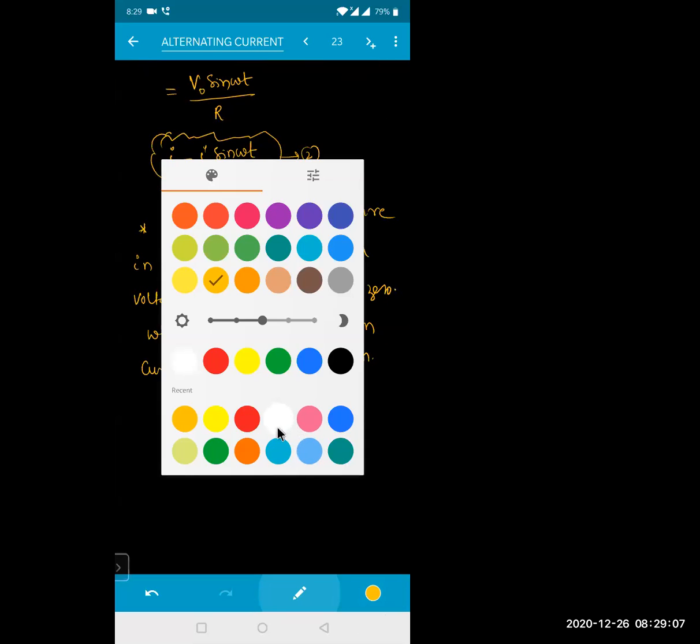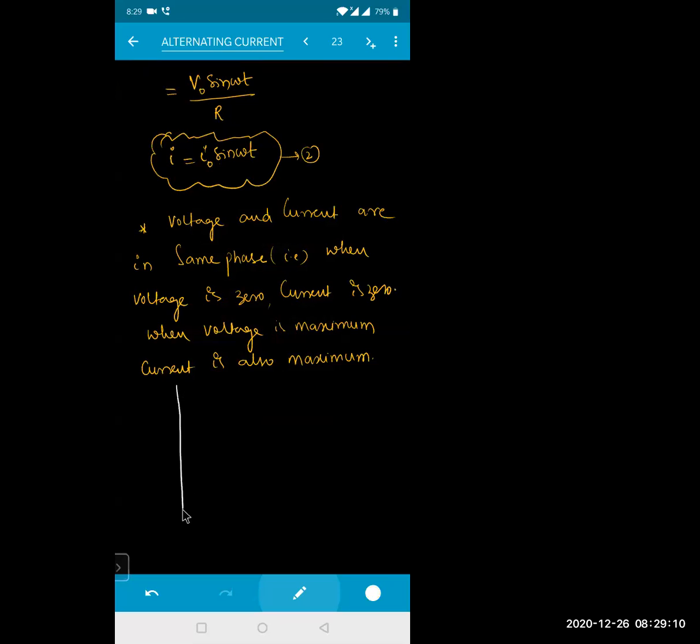So if I draw a graph for this, this is the graph which you need to remember. This is your x-axis and this is your y-axis. We are taking the voltage or the current on the y-axis, and time t on the x-axis. That means this function will be somewhat like this. If this is your current, that is I naught, this will be your voltage, the maximum current. Both of them are in the same phase.